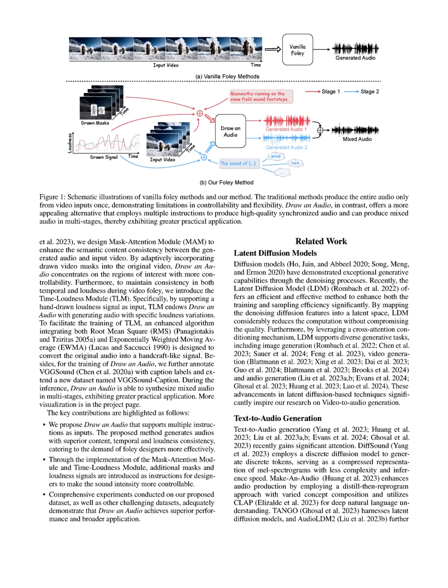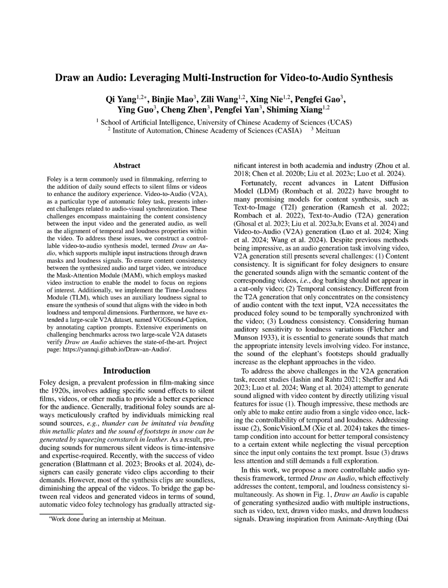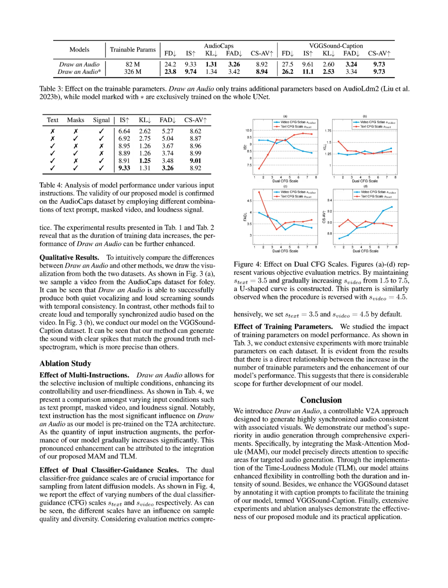Additionally, the Time-Loudness module (TLM) allows for the incorporation of hand-drawn loudness signals, which control the intensity of the generated audio. This means that if a loud sound, like a cat meowing, is required, the loudness signal can be drawn to reflect that, ensuring the audio not only matches the visual content, but also varies in intensity according to the scene's dynamics. Together, these components enable Draw-in-Audio to produce audio that is temporally synchronized and contextually relevant to the video.